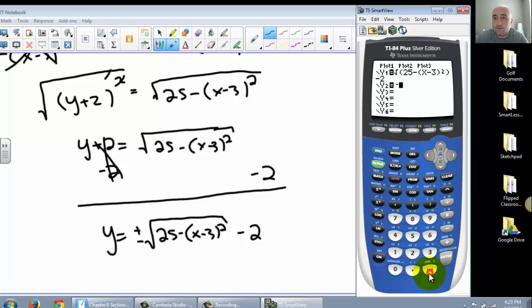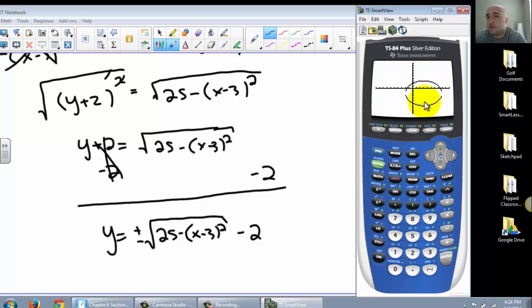So I'm going to go down to y2 and I'm going to do the negative square root of 25 minus (x minus 3) squared, close my parentheses, minus 2. Okay, and when I graph, that will give me my circle. Now, if you notice, it's not closed. Okay, the pixels on the screen sometimes are tough when they're doing circles.